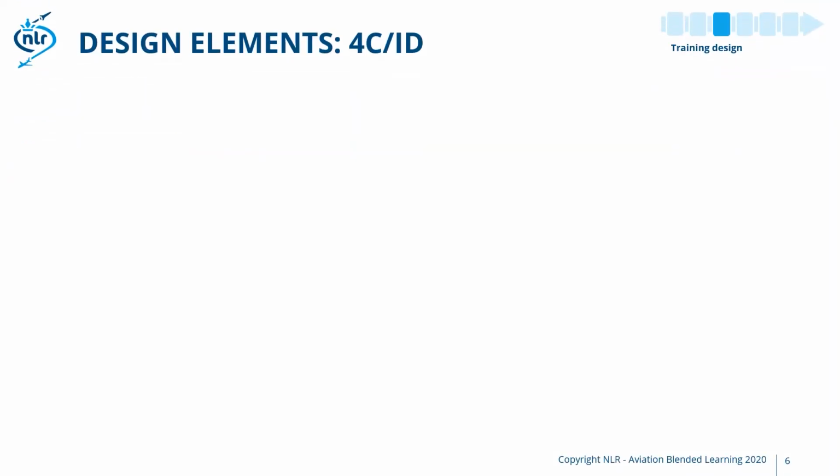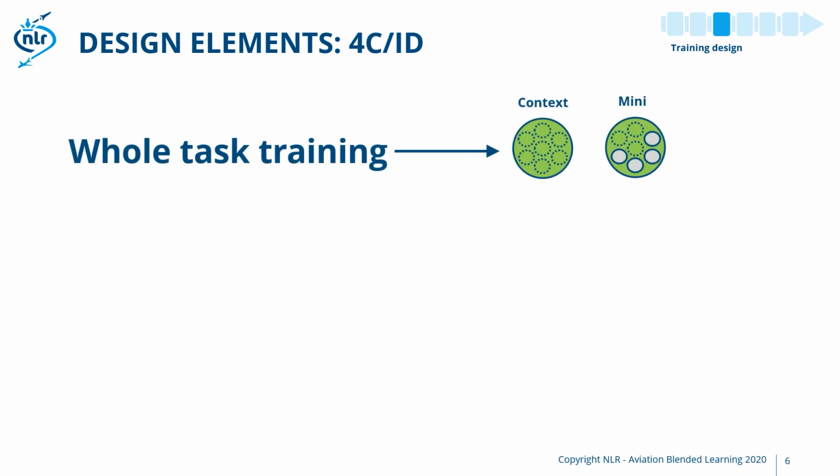Having done the analysis, we can start making the design. In the capable process, the design is based on the 4CID model, which is the four-component instructional design model. And this model consists of whole tasks, which is the backbone of the training, and the whole task is an integrated set of competencies and skills that is performed within the operational context. And you can have large whole tasks, but also, of course, you can have smaller whole tasks. So that's why we call it mini whole tasks.